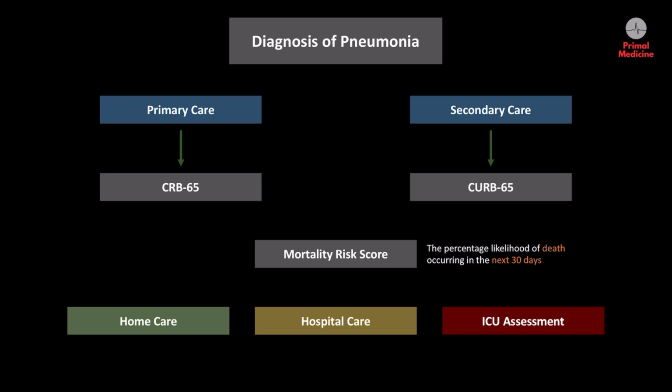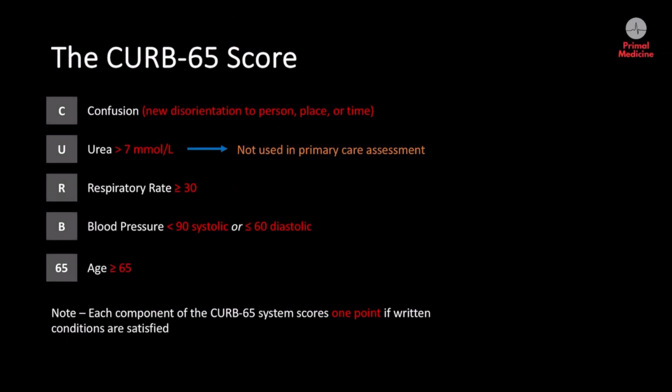And based on the mortality risk score, we can decide where the patient can be treated for pneumonia. This can include home care, escalation to hospital management, and more seriously, ICU assessment in patients with the highest mortality risk scores. The CURB-65 score is broken down into a set of 5 components, and each of these will score 1 point if the following conditions are satisfied.